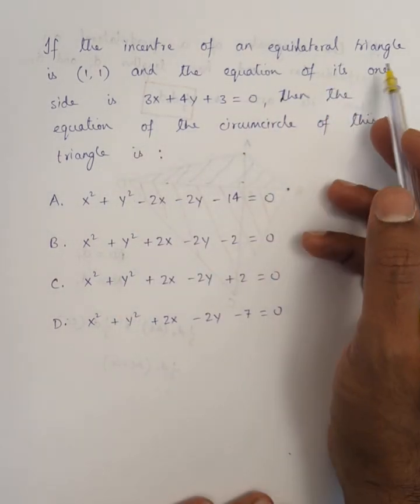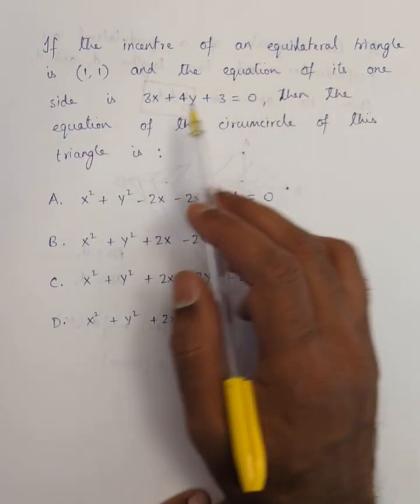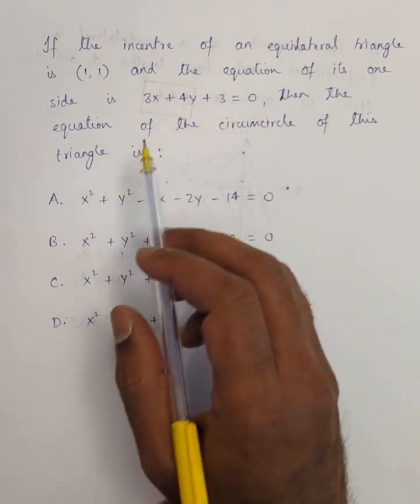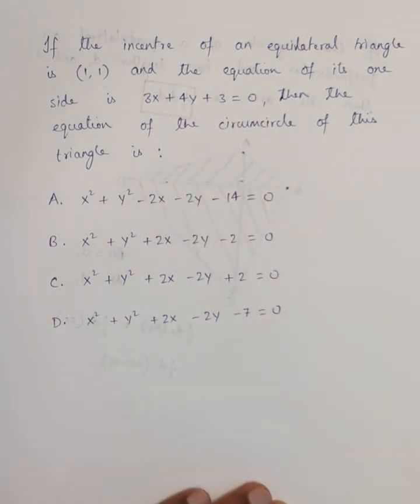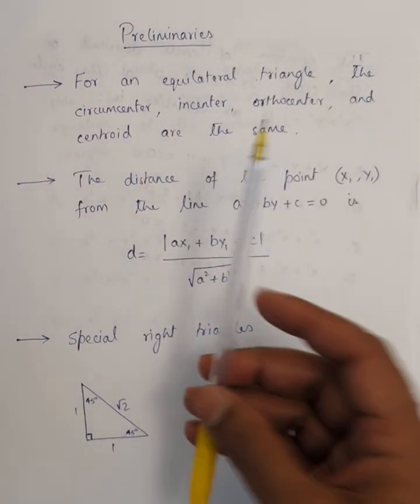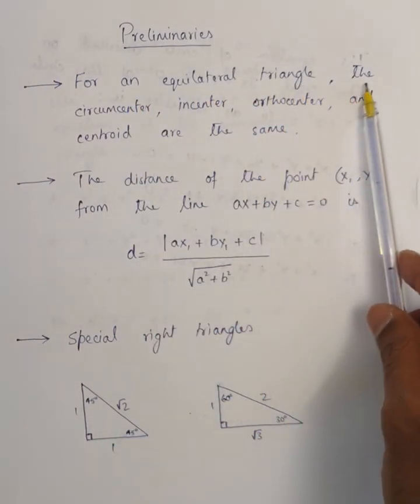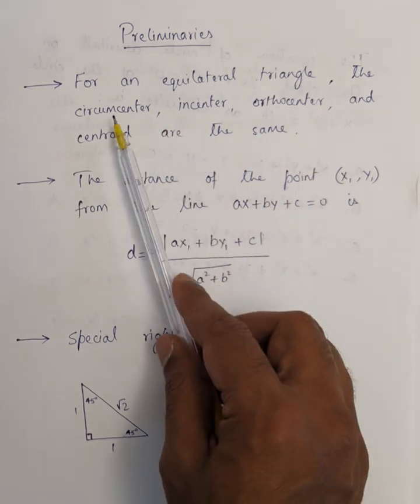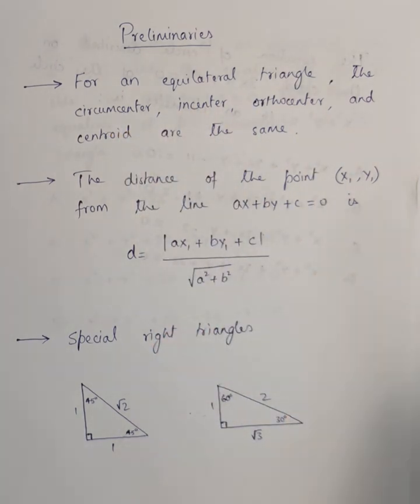If the incenter of an equilateral triangle is (1, 1) and the equation of one of its sides is this, then what is the equation of the circumcircle? That's the question. Now, before we do that, I just want to remind you, for an equilateral triangle, all the centers coincide. So circumcenter, incenter, everything.